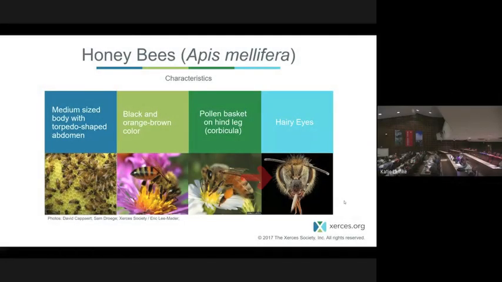If you look at this photo here, they actually have very minute hairs on their eyes. It's typically found in your younger honeybees than the older ones.